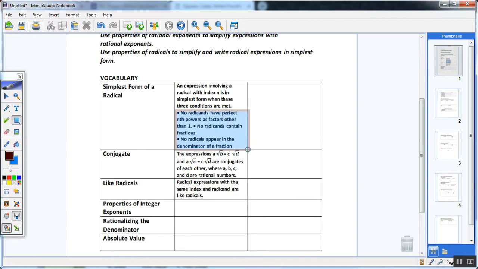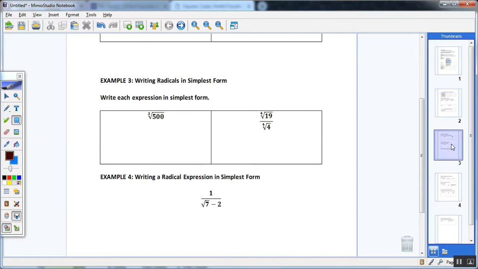This next example we're going to look at, the cube root of 500, is that right? Looking to simplify the cube root of 500. Here's how this is going to work, kids. What we need to do is ask ourselves: is there anything I can take out of 500 that's a perfect, what's the index for this simplification problem? 3. Is there any number I could factor out of 500 that is a perfect cube other than 1?